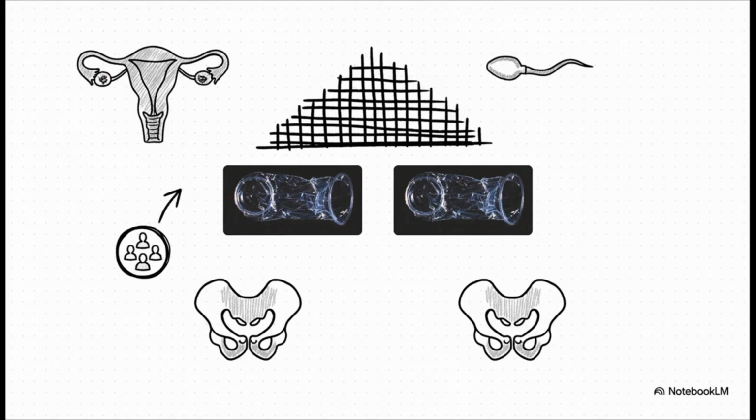All right, let's talk about barrier methods. The name says it all, right? They create a physical barrier to block sperm. The most famous one, of course, is the condom. They're usually made of thin rubber or latex and are available for both males and females. The government in India heavily promoted a brand of male condoms you should definitely remember for your exams, Nirodh.